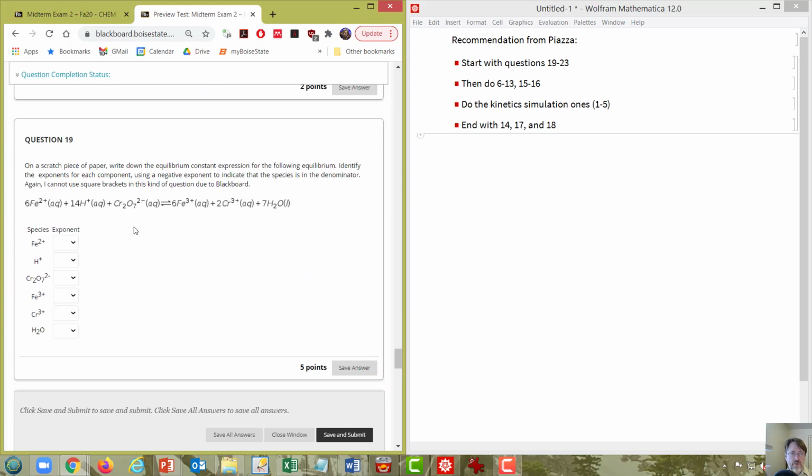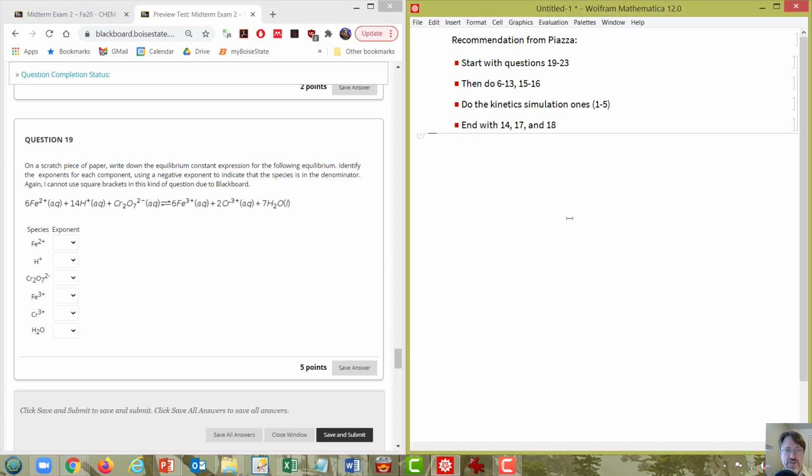Question 19, we have an equilibrium. On a scratch piece of paper, write down the equilibrium constant expression for the following equilibrium. Identify the exponents for each component using a negative exponent to indicate that the species is in the denominator. An equilibrium constant, K, is going to equal a fraction where we have the products over the reactants.